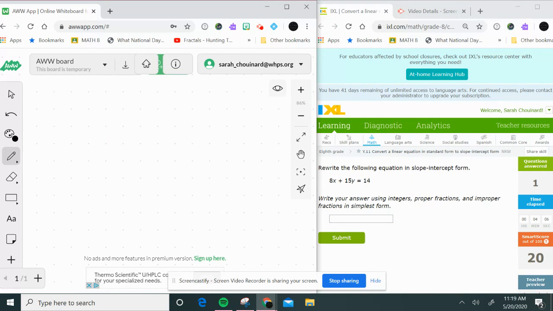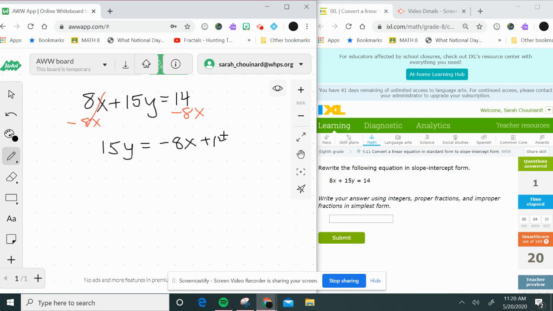Let's do one more example. So we have 8x plus 15y equals 14. So the first thing we need to do is get rid of that term with x in it, move it to the other side by subtracting 8x from both sides. And that's going to give us 15y equals negative 8x plus 14.